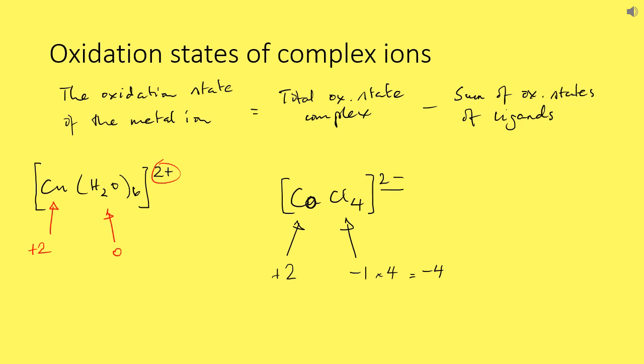And while we're at it, how do we name these? This copper complex on the left hand side would be called copper hexa-aqua complex. And similarly on the right hand side we'd have a cobalt tetrachloride complex.